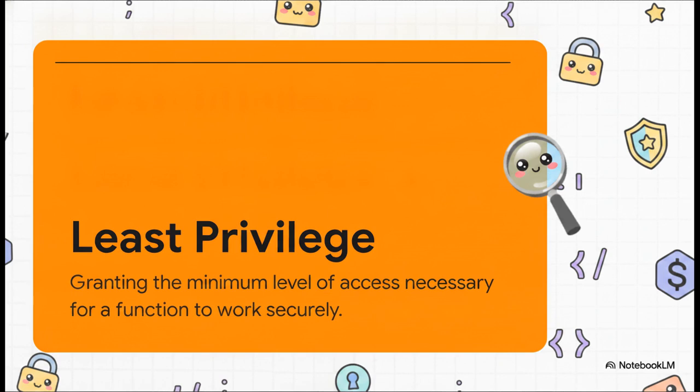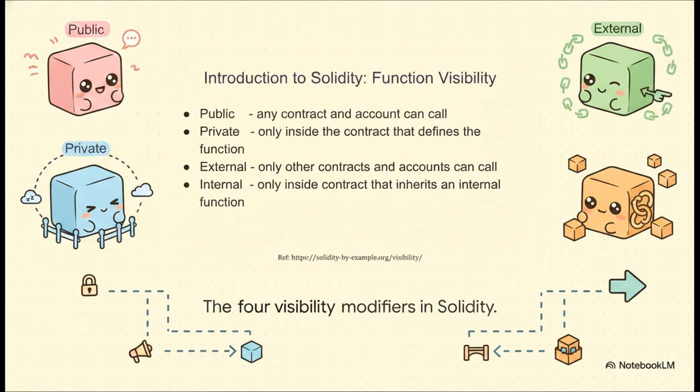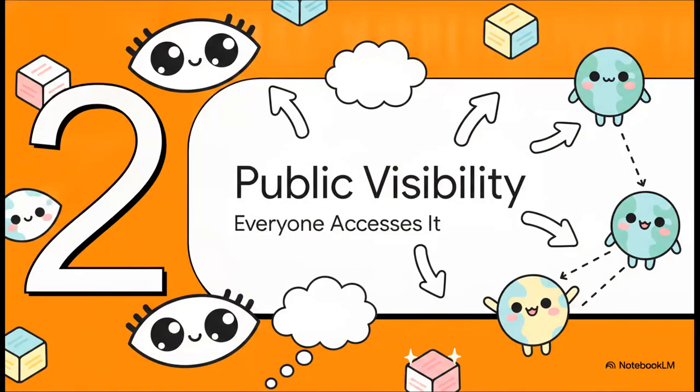It's that simple. According to a great breakdown from IIT Kanpur, we basically have 4 visibility choices to work with: public, external, internal, and private. Let's take these 4 building blocks and turn them into a practical, actionable decision tree that you can use every single day.